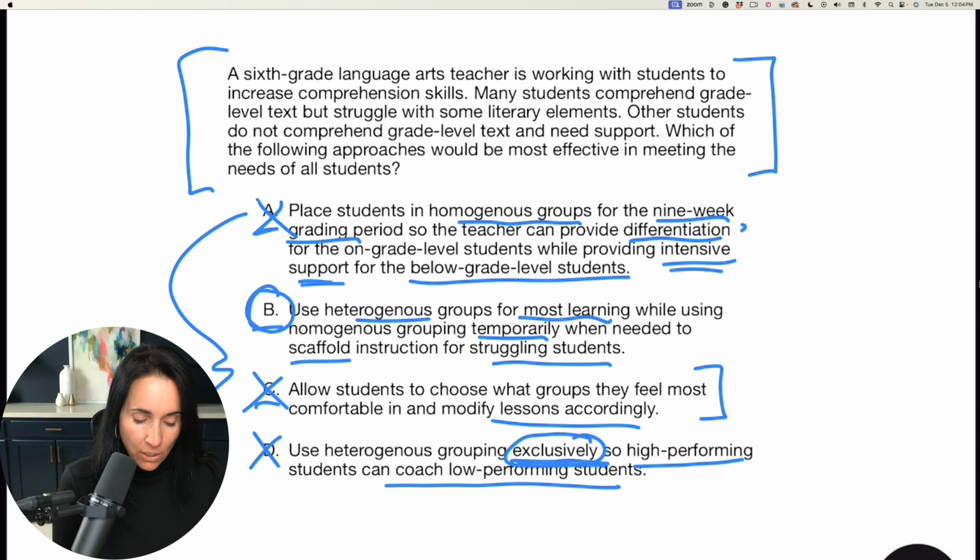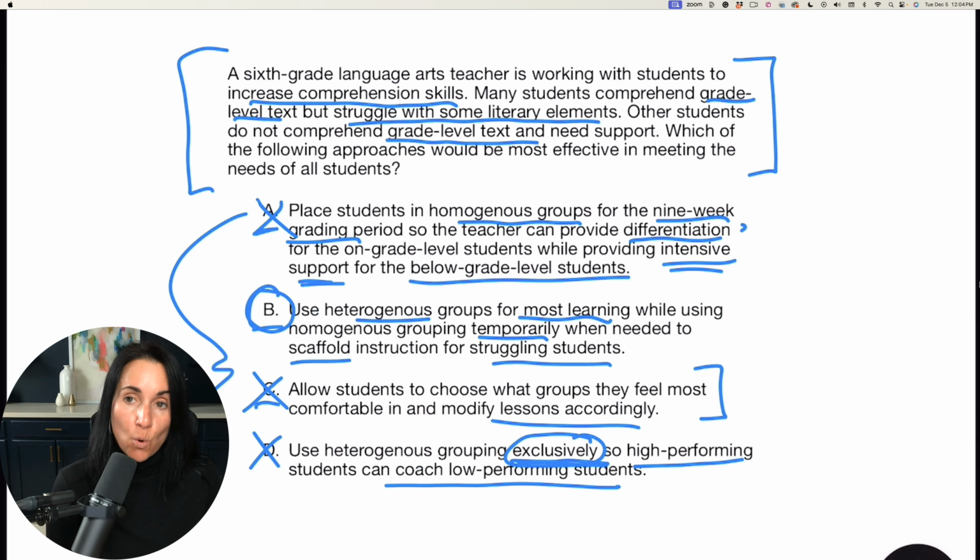A sixth grade language arts teacher is working with students to increase comprehension skills. Many students comprehend grade level texts, but struggle a little with some literary elements. Other students do not comprehend grade level text and need support. Which of the following approaches would be most effective? You'll see that a lot in the questions in meeting the needs of all students.